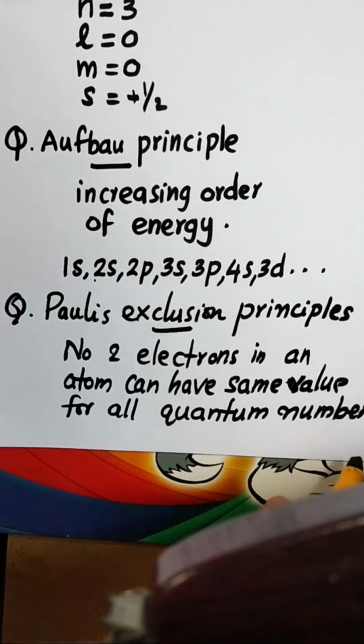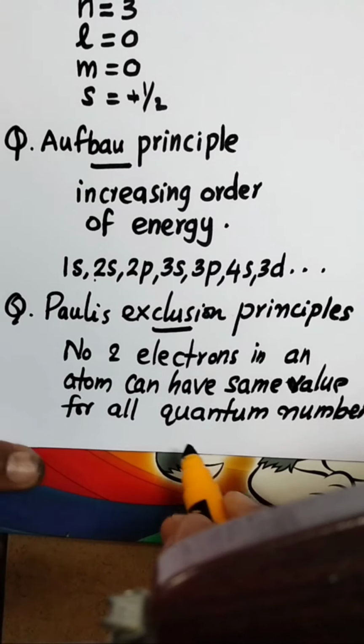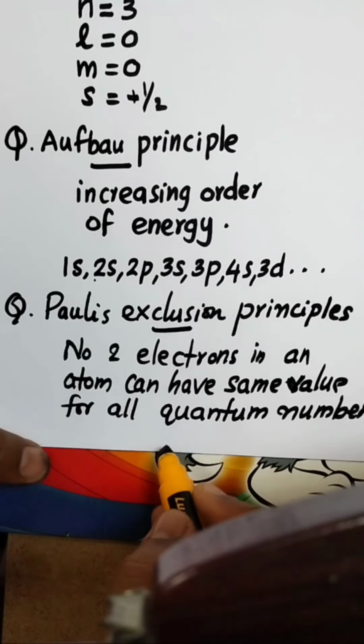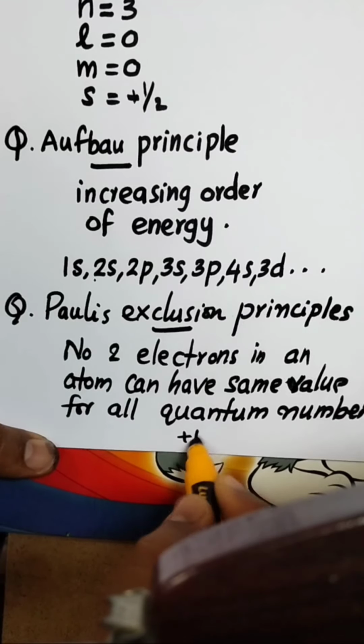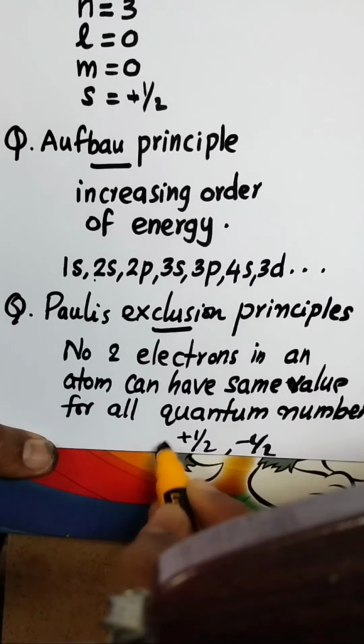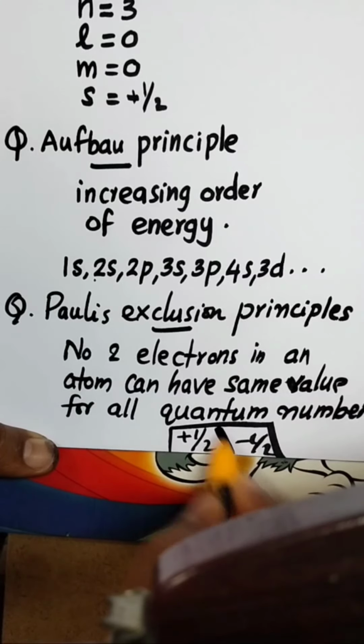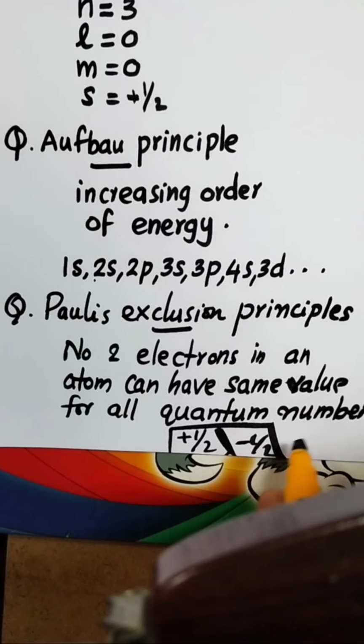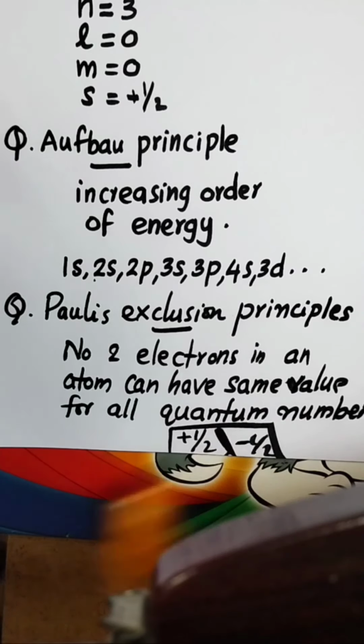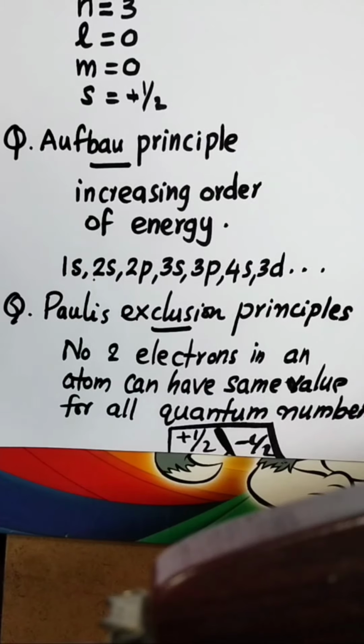All quantum numbers of two electrons in an atom are never all equal. Generally electrons differ in their spin quantum number. One electron has plus half spin, then another electron has minus half spin. Electrons show a difference in their spin quantum number. No two electrons in an atom can have the same value for all four quantum numbers. This is Pauli's exclusion principle.